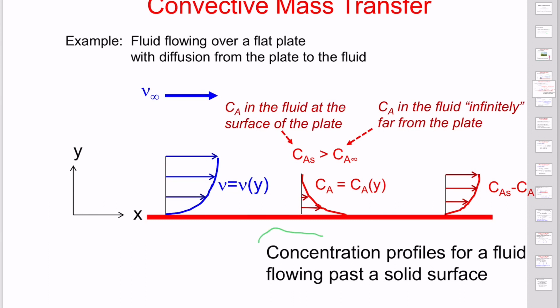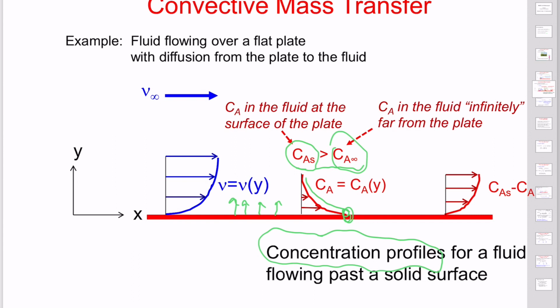We can also have a concentration profile for the fluid that's going past this plate. So in this case, the concentration at the surface here is greater than the concentration infinitely far from the plate, which means, as I said before, that diffusion is going from the surface into the fluid. Could be a liquid, could be a gas. The concentration right up next to the surface is high and decreases as we increase in distance away from the plate.